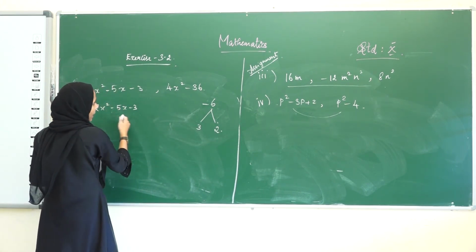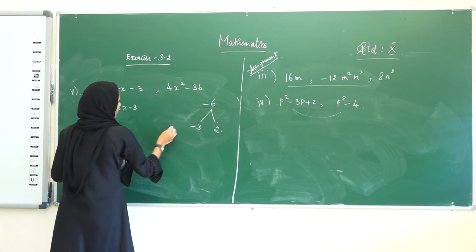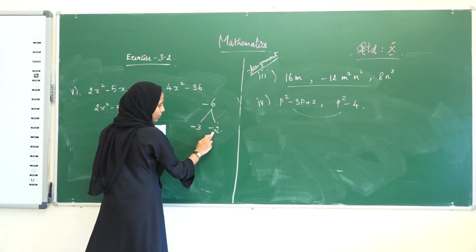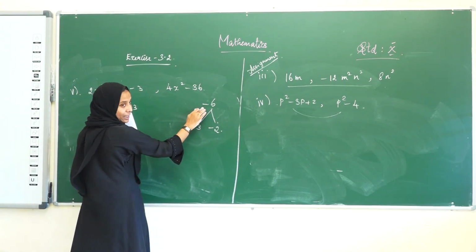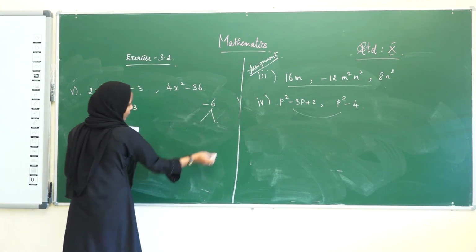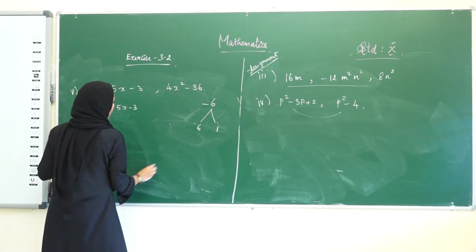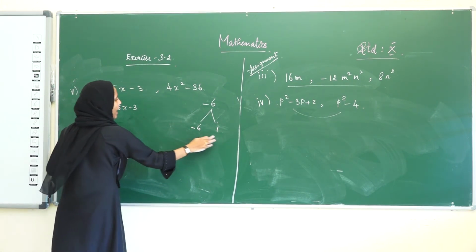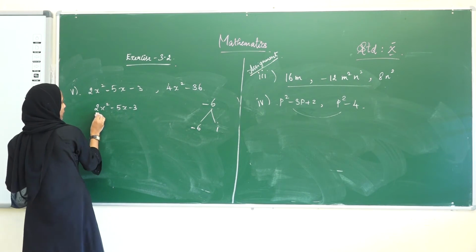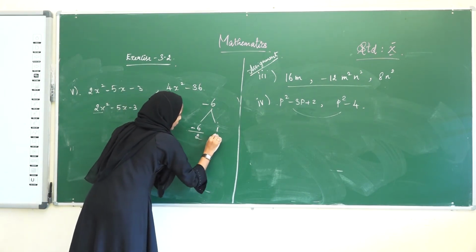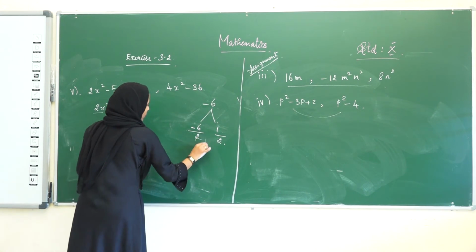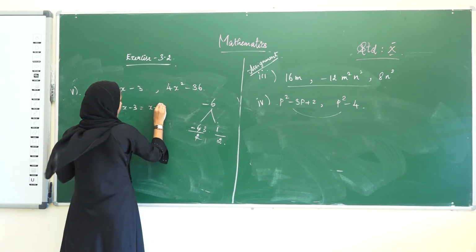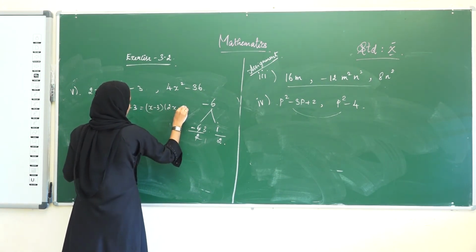Here it is minus 5, but if we take these terms, we get plus 6. Therefore, this will not be the factorization. Therefore, 6 into 1. Now it will be minus 6 and minus 1. When we add these both, we get minus 5. The first term's coefficient is 2. Therefore, we have to write 1, and this will be 3. Therefore, this can be written as x minus 3 and 2x minus 1.